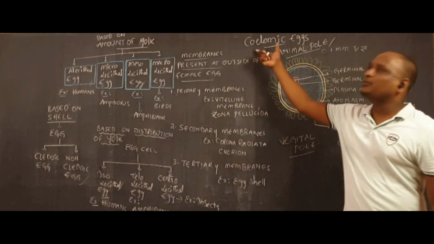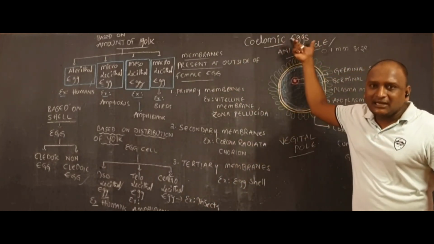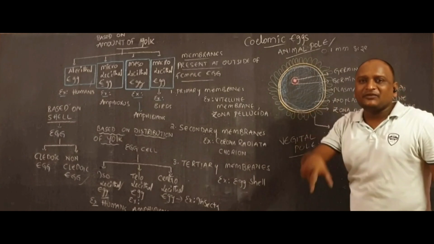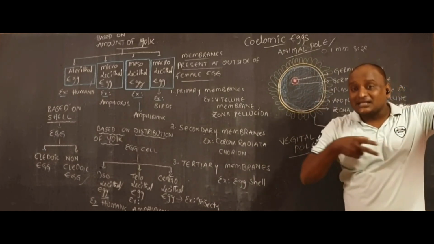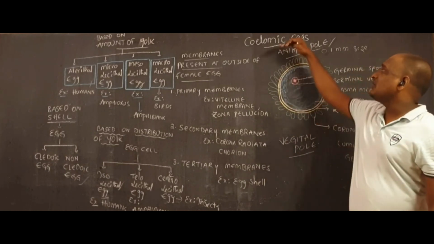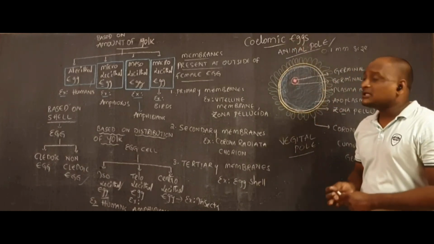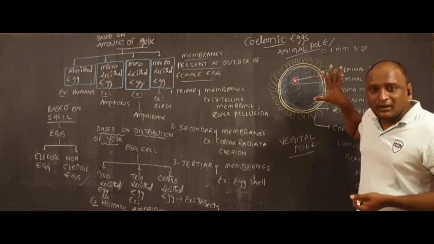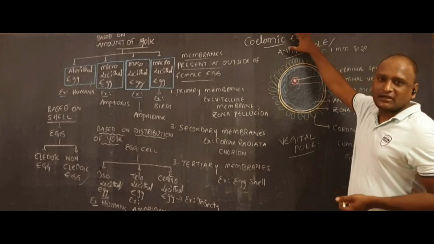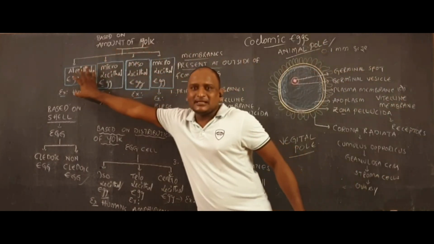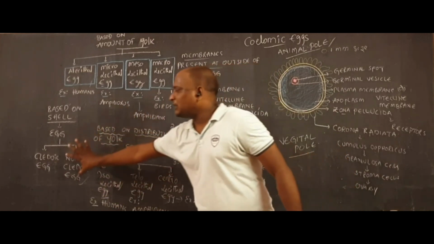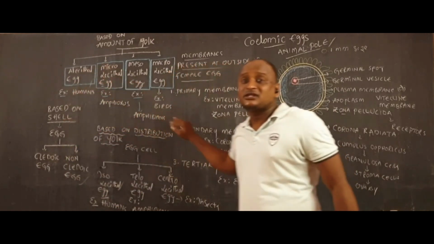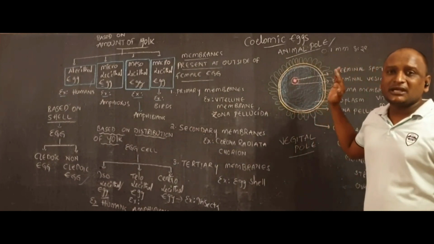Coelomic eggs. Coelom means body cavity. So if eggs are released into the body cavity, and then from there enter into the fallopian tube or oviduct, such kind of eggs are called coelomic eggs. That means if we want to discuss the female egg cell, it is a coelomic egg. It is an alecithal egg. It is an isolecithal egg. It is a non-cleidoic egg. These are the characteristic features of the human being's egg cell.